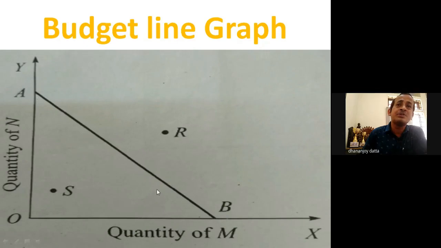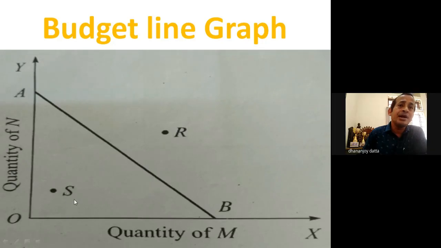This is basically the feasible set, the feasible combination of products which the customer can purchase with the given income and price. But beyond this, R is an infeasible set, or it is not possible for the consumer. And if we draw a budget line here also, this will be an infeasible set. With the limited income, it may not be possible for the consumer.